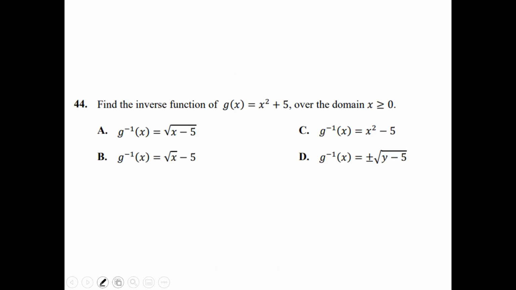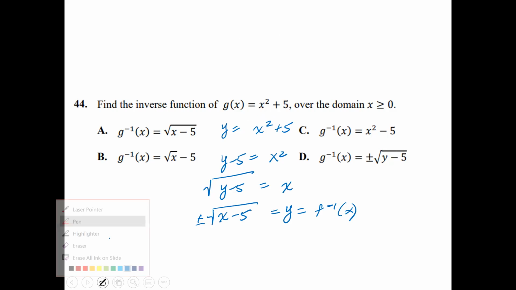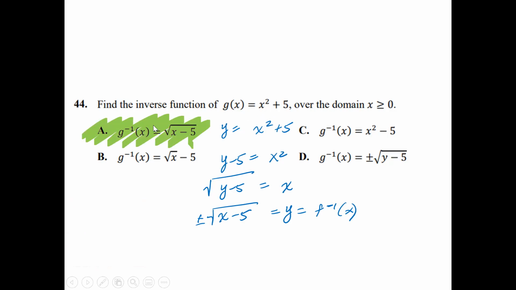Number 43, if we're going to find the inverse of this, it's the same thing. Y equals x squared plus 5. Solve for x. Y minus 5 equals x squared. Square root both sides. You have the square root of y minus 5 equals x. Replace the x with a y. So it is going to be the square root of x minus 5, which is f of negative 1 of x, which is the inverse, plus or minus because you square rooted it. And so the only one that works in this case is going to be A as in apple.